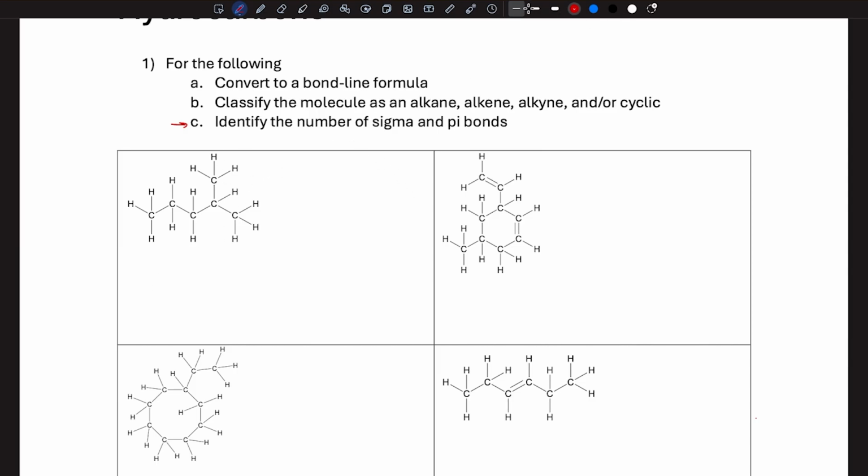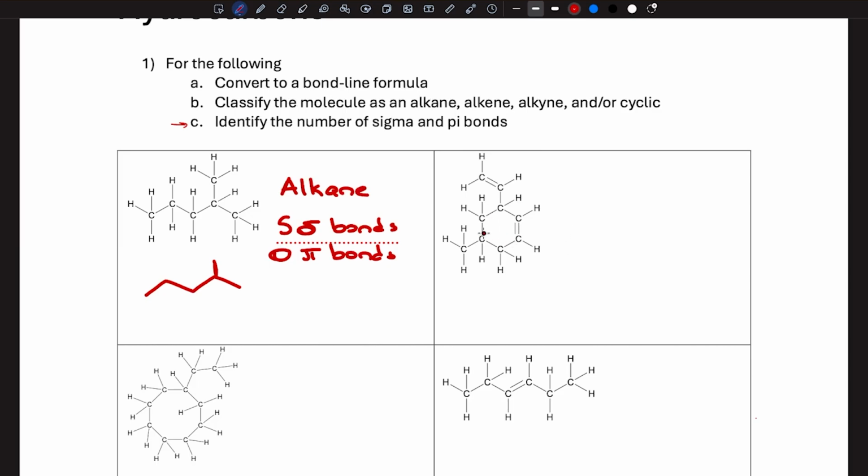For the first structure, let me make my pen a little thicker. Let me redo that. We have 5 carbons in this straight chain, and 1 carbon coming off right over here. We can definitely classify this as an alkane. I only see carbon-carbon single bonds. If you were to count them up, we would have 5 sigma bonds and 0 pi bonds.